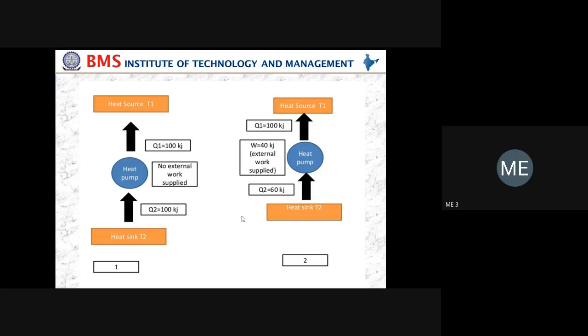Then what is the COP of the second case? Anybody? What is the value of COP? In the first case, it is 1. What is the COP in the second diagram? COP is QH divided by QH minus QL. What is the COP of the second diagram? Anybody? How are we going to calculate COP for the second case? All the values are given.